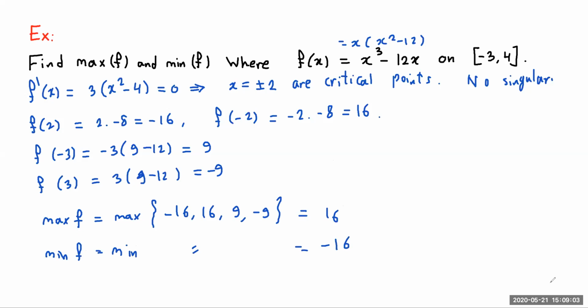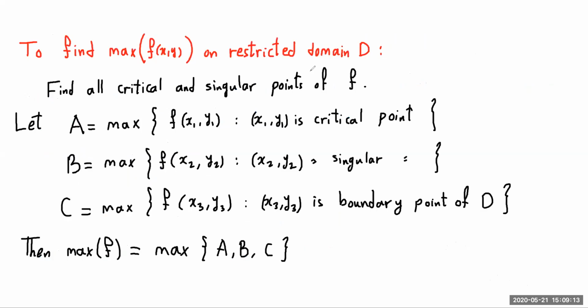So we will do something similar for a function in two variables. How to find the maximum and minimum value of a function in two variables. To find the maximum of a function in two variables, f(x,y), on a restricted domain D, we know by theorem that this exists. Okay, so find all the critical and singular points of the function f.